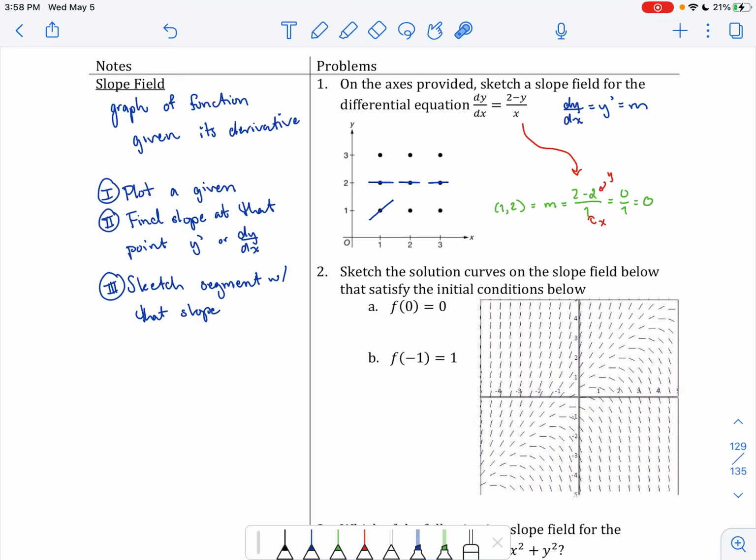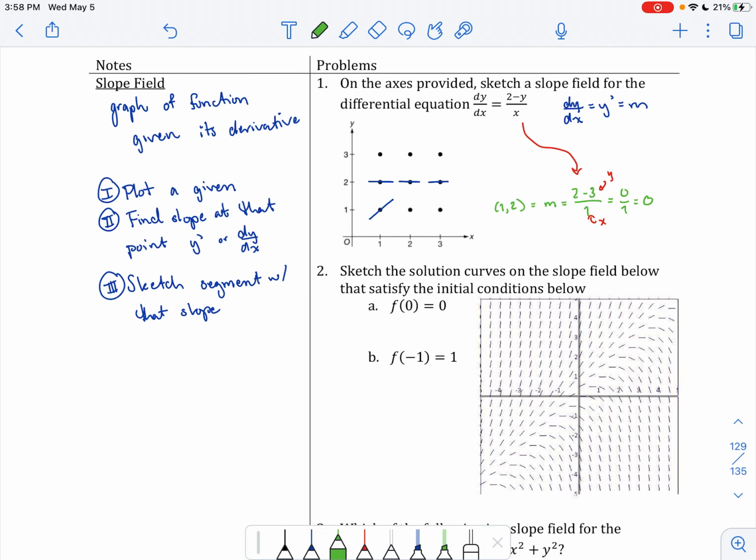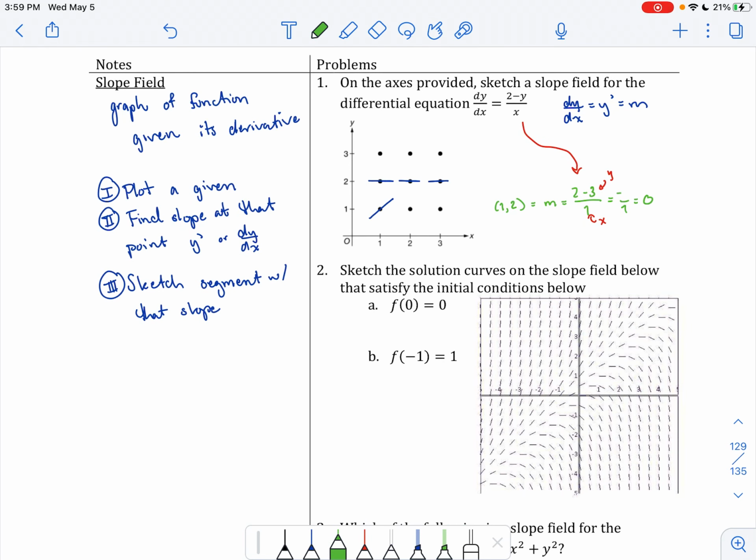Next, I'm going to take the point 1, 3. So again, all I'm doing is replacing my y value, in this case with 3. This becomes 2 minus 3, which is negative 1, so the slope is negative 1 at that point. Sketch it in like that. We're going to go through the rest of these points. At 1, 2, the slope would be 2 minus 1 over 2.